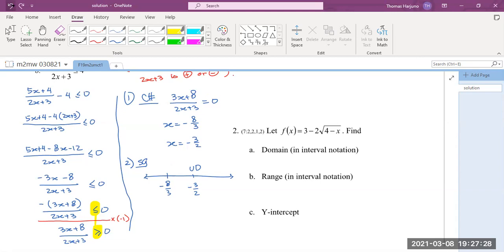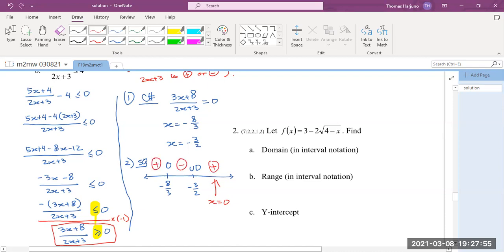Okay, now next. When I do the sign graph, I will work on this one. So I will use red color, okay? When x equals 0, I get that's positive, and this is negative, therefore this is positive. Because each critical number has multiplicity of 1, once I jump across a critical number, I change the sign. Now then, step 3, we look at the positive part in the red box. Greater than or equal to 0, so it will be from negative infinity up to negative 8 over 3 bracket, union parentheses negative 3 halves to infinity.